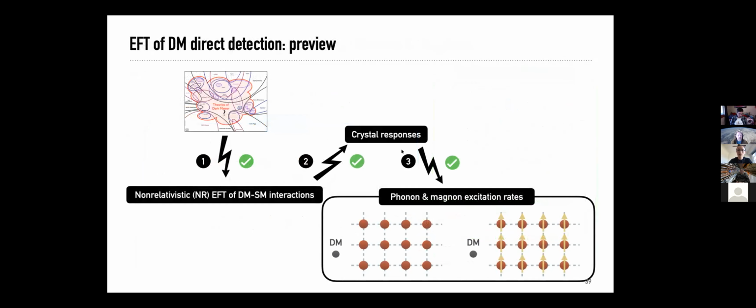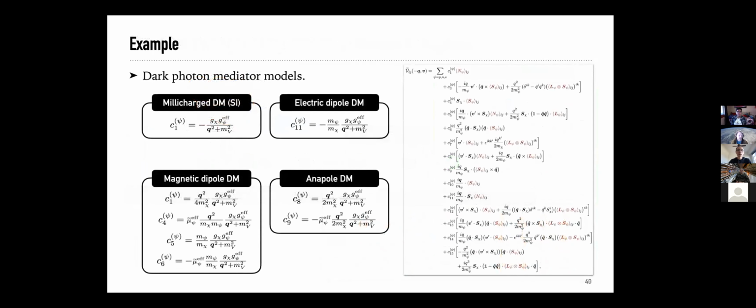So I've quickly gone over the third part of the calculation. Now we have a complete story. So in the last part of the talk, I'm going to return to the example of dark photon mediated models and show you how to carry out this calculation all the way to the end to get the rate and projected reach. The first step of the calculation was already worked out earlier in the talk.